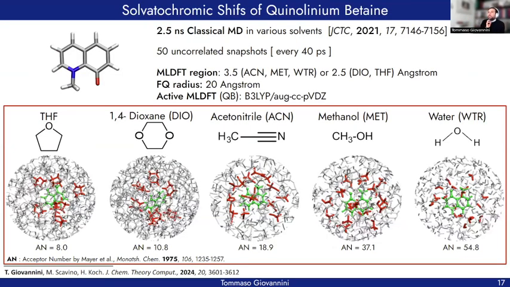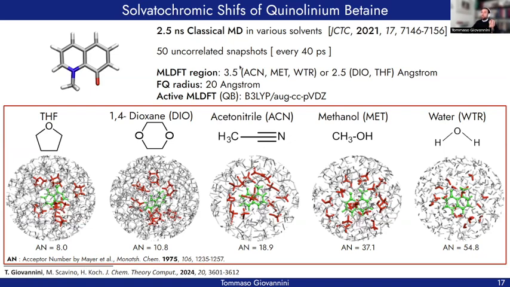This is an example: quinolinium betaine dissolved in various solvents. This is particularly interesting because it changes color when changing the solvent. So it is the perfect system to see whether our approach actually works and can produce this solvatochromic shift due to the solvent. We ran a molecular dynamics simulation in various solvents, ranging from tetrahydrofuran, dioxane, acetonitrile, methanol, and water, put here from the lowest polarity to the highest polarity in this scale that has been proposed by Reichardt and coworkers.